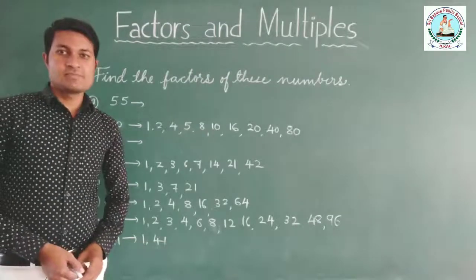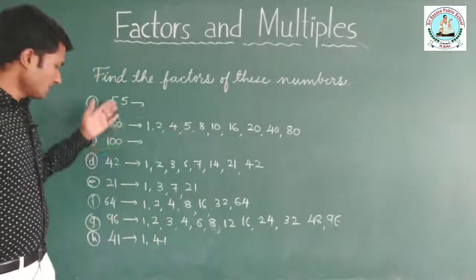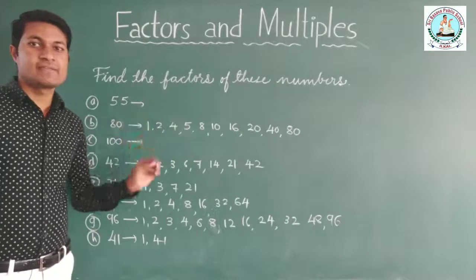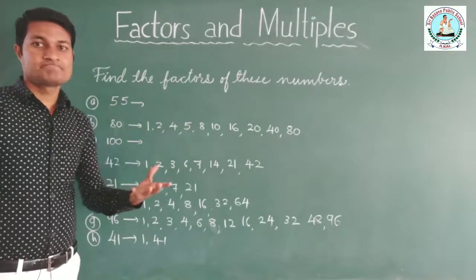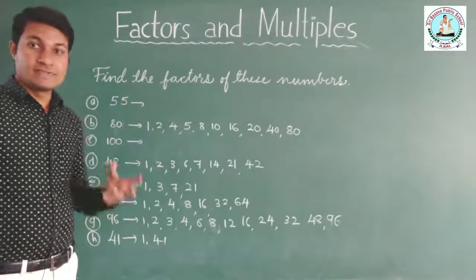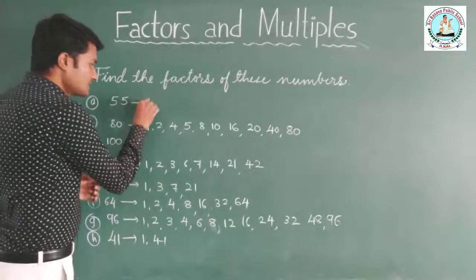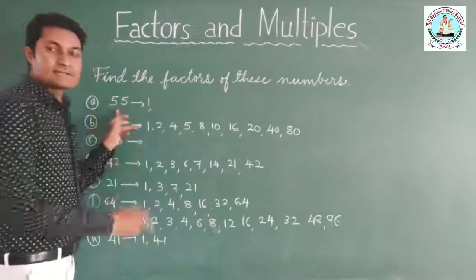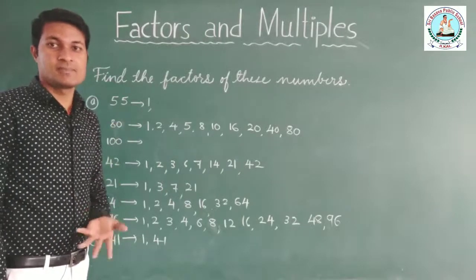Well students, your next task is to find the factors of all these numbers, and you need to list out the factors of these given numbers. Your first number is 55. It is just like guessing in which table this 55 comes. First of all, obviously in the first table 55 appears, and in the second table it doesn't come. Why? Because 55 is an odd number.